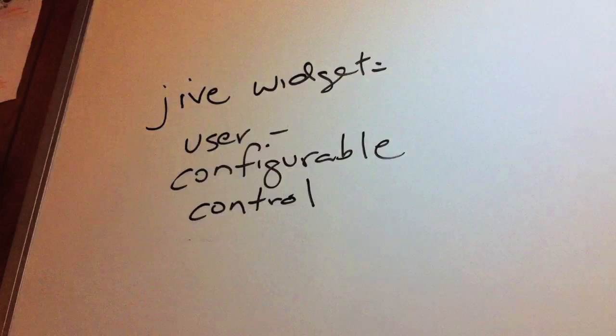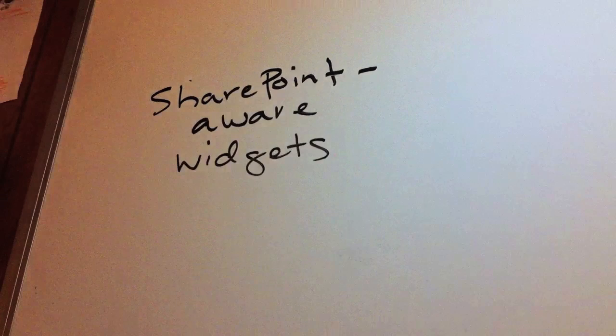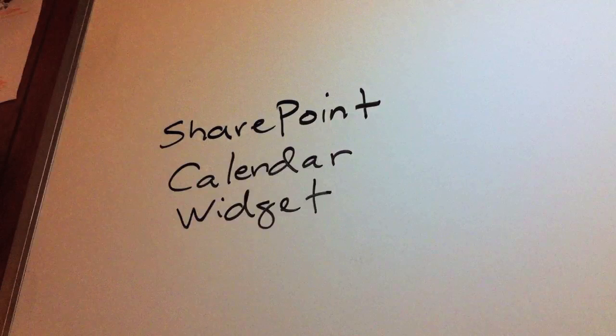Now, in the context of the Jive Connects for Microsoft SharePoint product, there are also a series of SharePoint Aware widgets. As you would expect, these behave like a Jive widget, but instead of showing data from Jive, these actually present information that originates from a SharePoint site. Now, of the three available widgets, the first that I'm going to show you is the SharePoint Calendar widget. As the name suggests, this displays a SharePoint calendar in Jive. So let's have a look at the calendar widget in action.